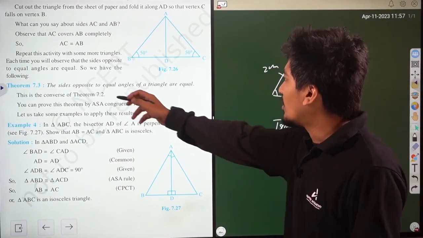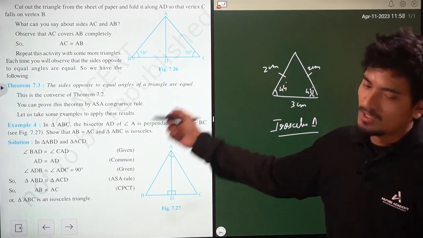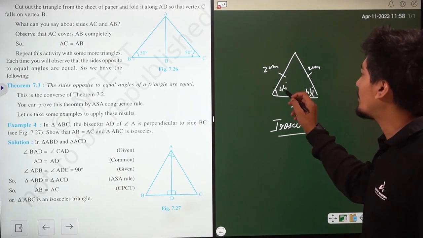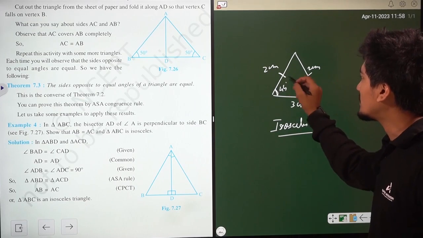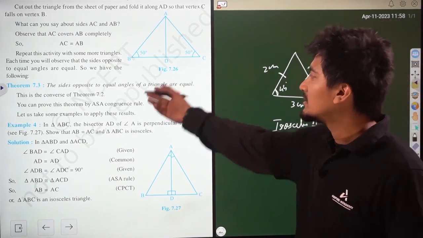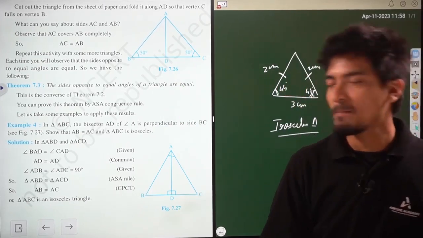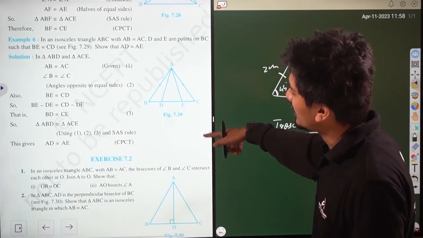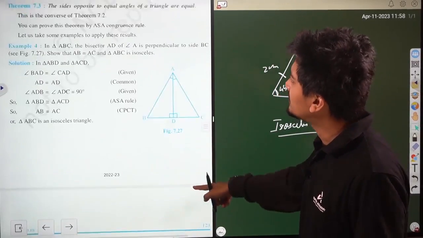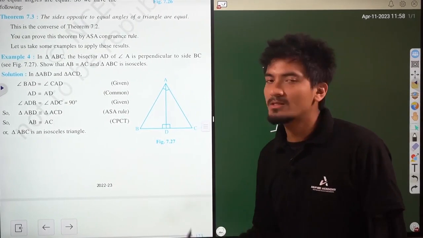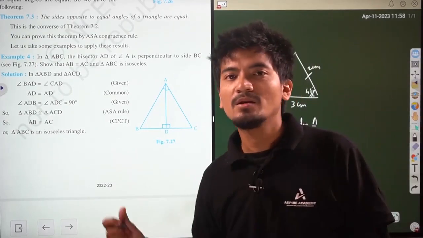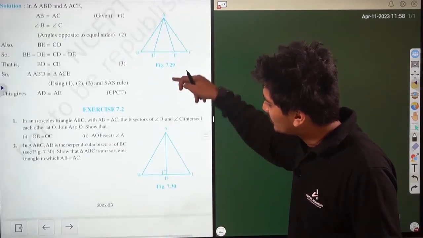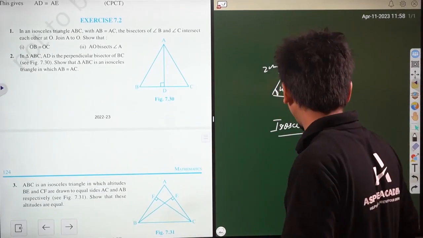Okay, now the sides opposite to equal angles of a triangle are always equal. That means if these two angles are equal, then obviously the sides opposite to them are also equal. This is what theorem 7.3 says. Okay, now moving on to the examples, and after that we can move on to the exercise. Here some examples are given. Now using the properties of the isosceles triangle, we can solve these examples. Now let's move on to exercise 7.2, your doubts will be clear then.